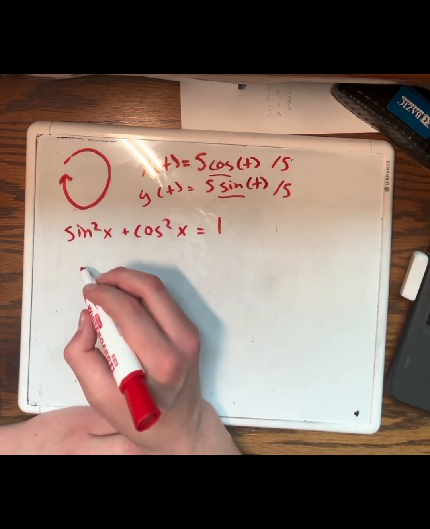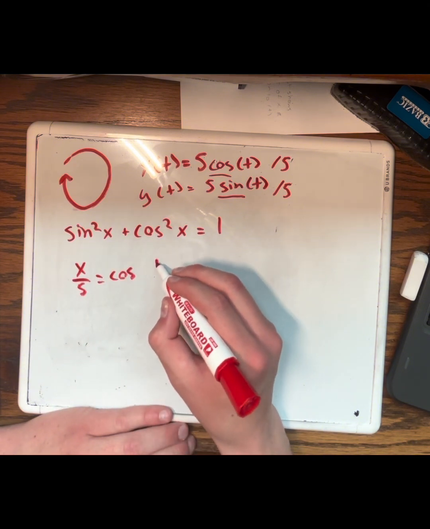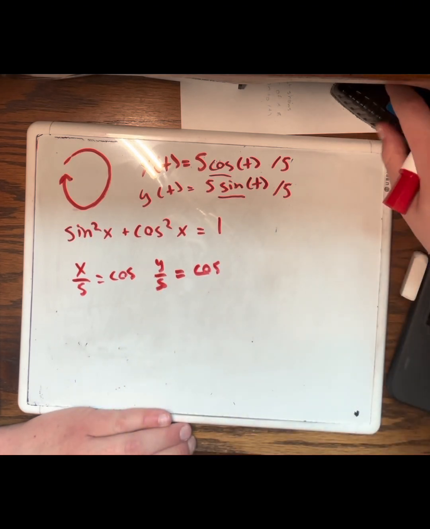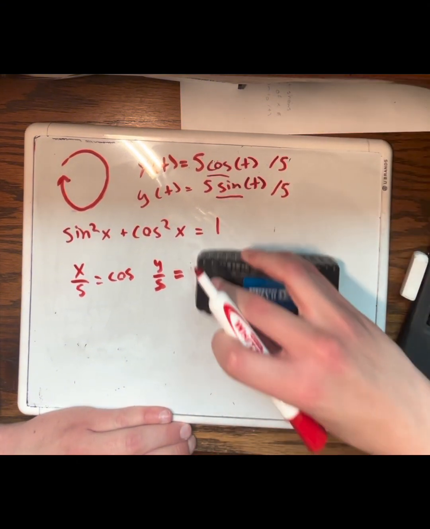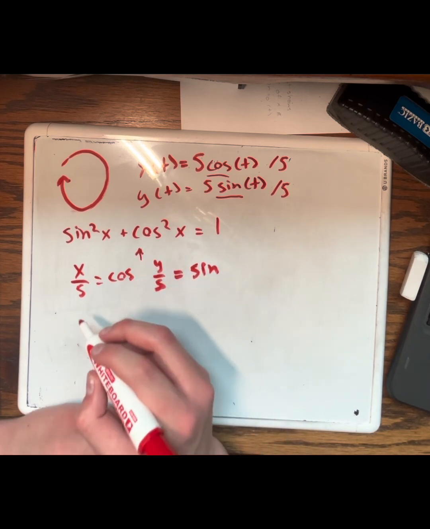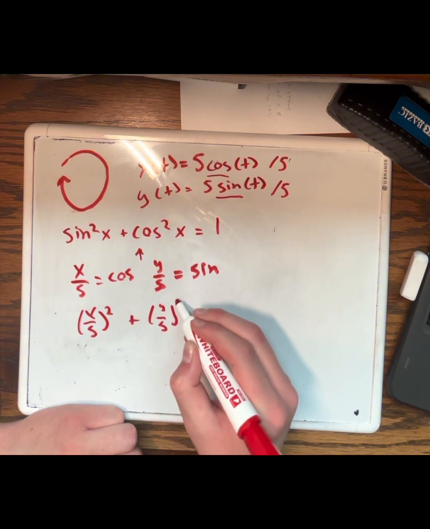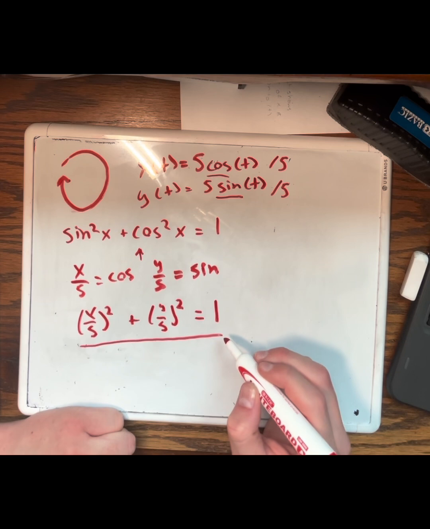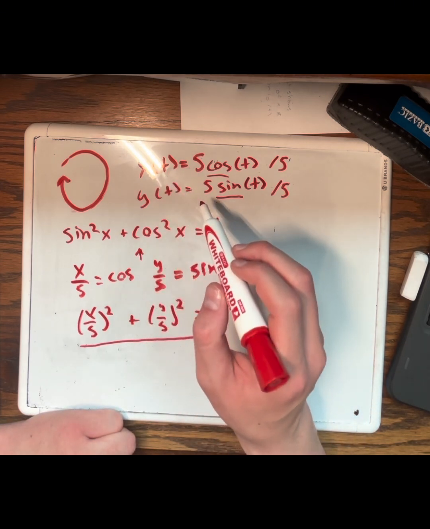So now we can think x over 5 equals cosine, and y over 5 equals sine. Now we can just plug it back in here: (x over 5) squared plus (y over 5) squared equals 1. And now we have our equation that properly relates the y-coordinate and x-coordinate to time.